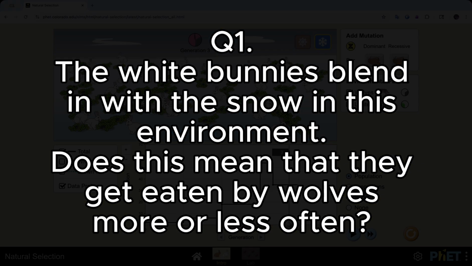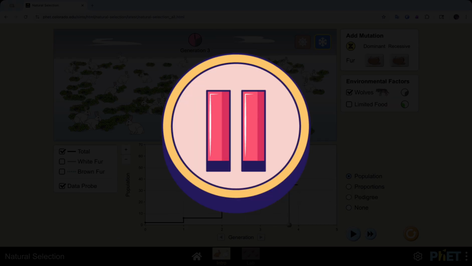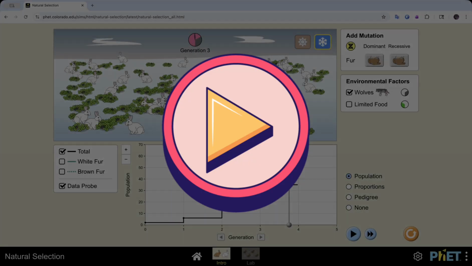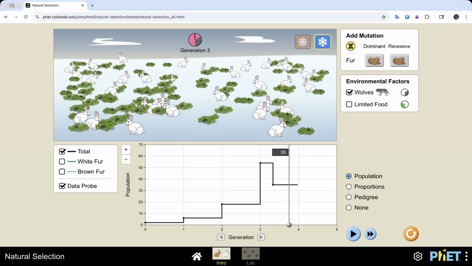Here is our first question. Because white bunnies blend in with the snow, do you think they get eaten by wolves more often or less often? Take a moment to think about it. Resume the video when you have an answer. The answer is less often. Because white bunnies camouflage with the snow, wolves have a much harder time finding them. This gives the white bunnies a survival advantage in this environment.